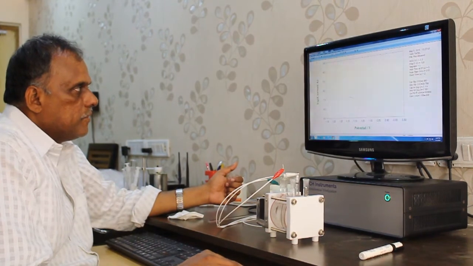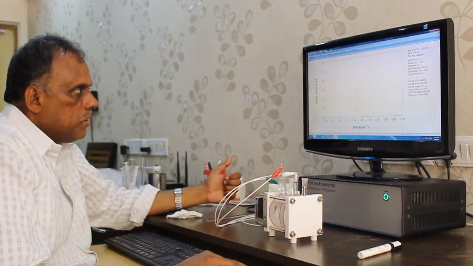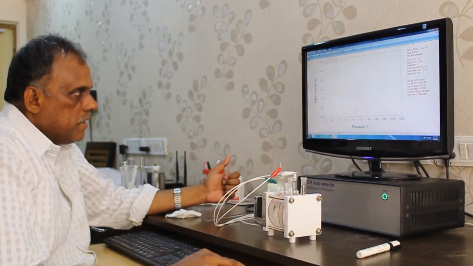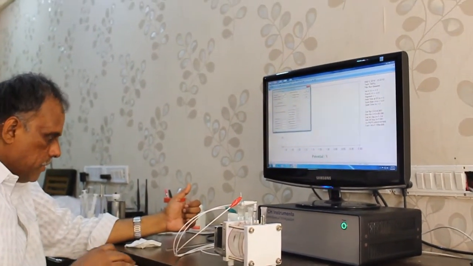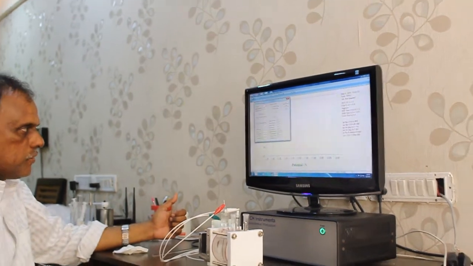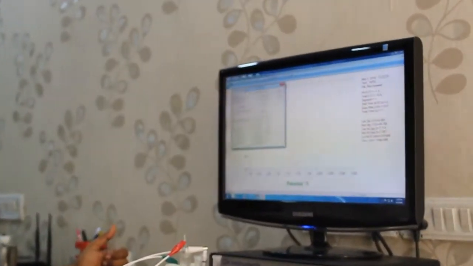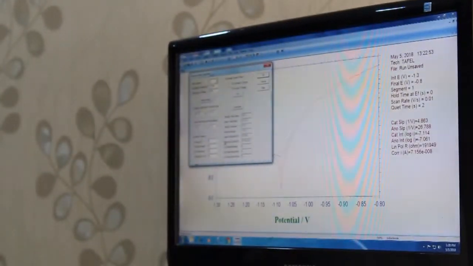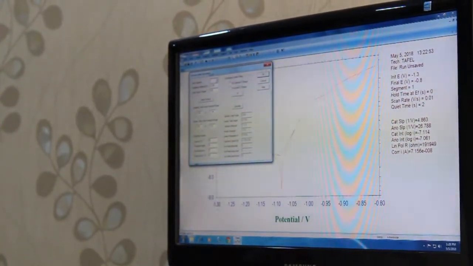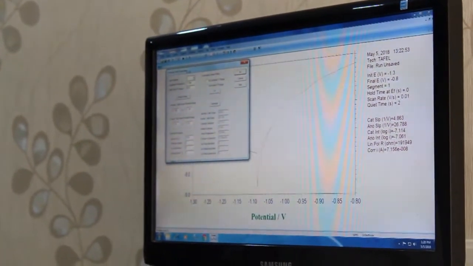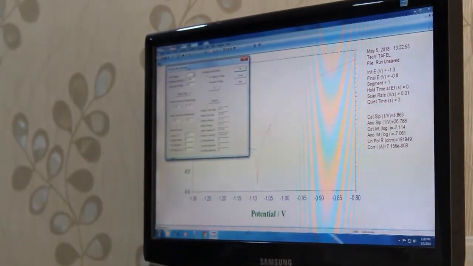And is it possible for me to calculate the corrosion rate in mils per year? So I have to mention the area. It is pi r squared, 3.14 into 0.5 centimeter into 0.5 centimeter. So what is the answer for that? 0.78. 0.78 is my surface area which is being exposed to the sample.